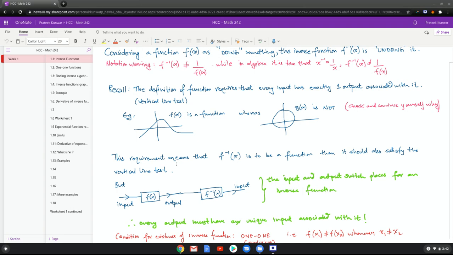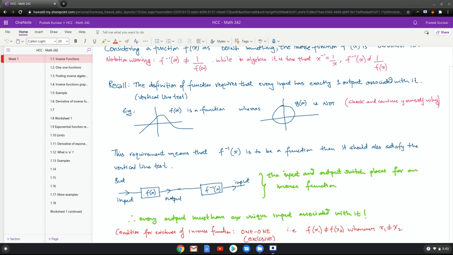Now, this means that the inverse function also has to be a function for it to be called an inverse function, right? So the requirement applies to the inverse as well. In this box diagram, how things work is if you plug an input into the function, it gives you an output. If you take that output and plug it into the inverse function, it gives you back the input. Remember, the input and the output switch places for an inverse function, right? So the inverse function is undoing it.